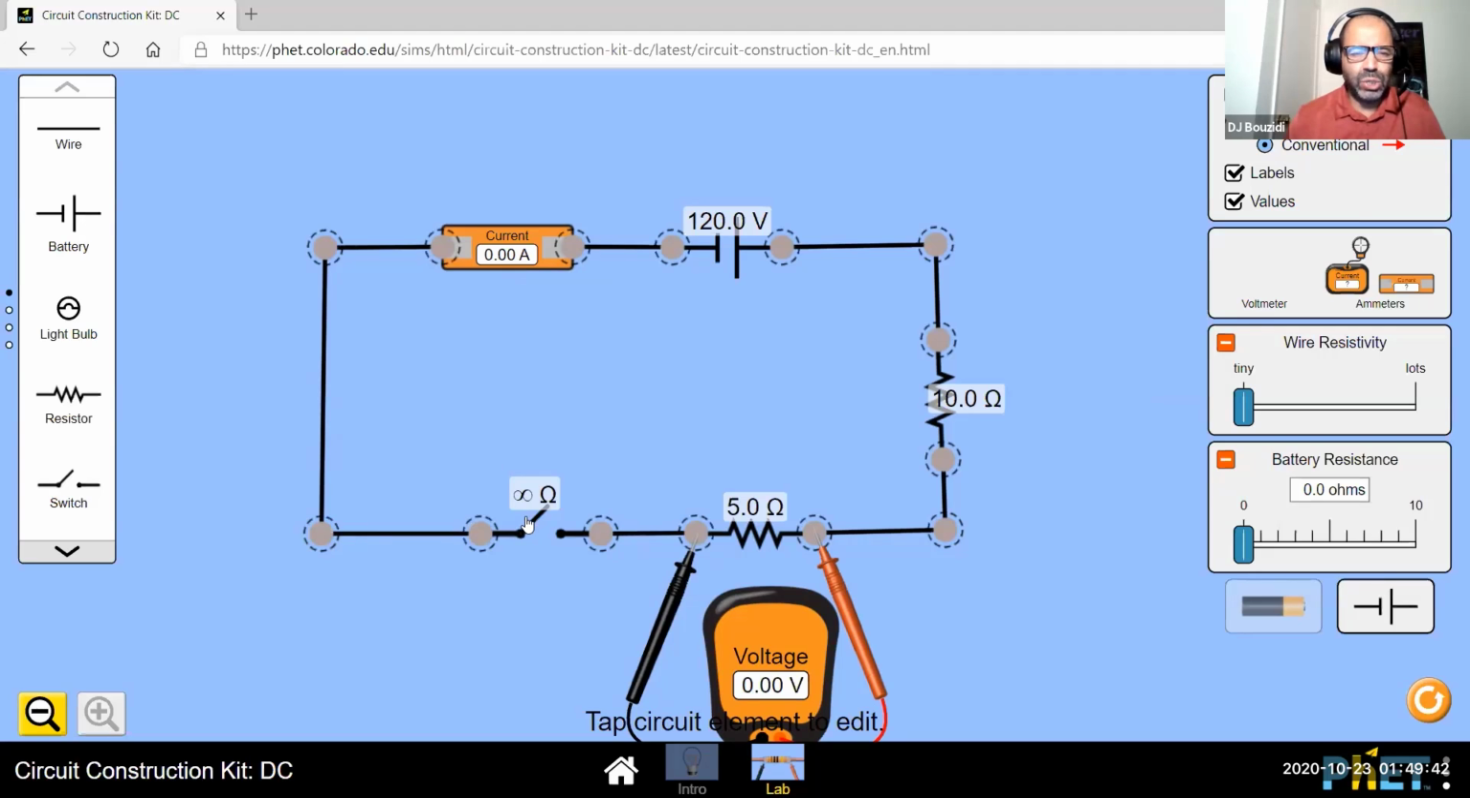Because this guy is not closed. It's open. The switch is open. So when I close it, then the current starts to flow in this direction. Okay? And the current now should read something. So let's read the instructions to make sure that we didn't miss any point in here in the instructions.